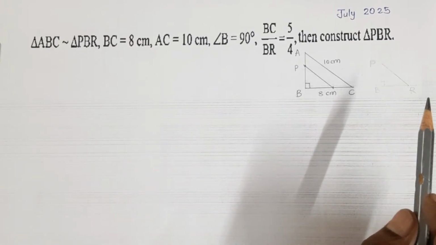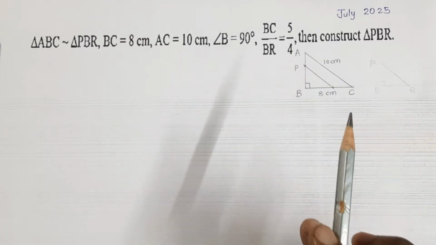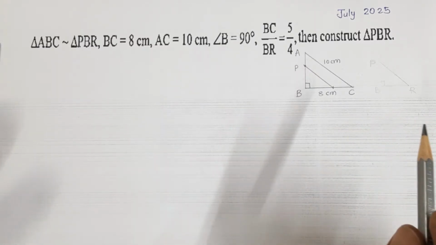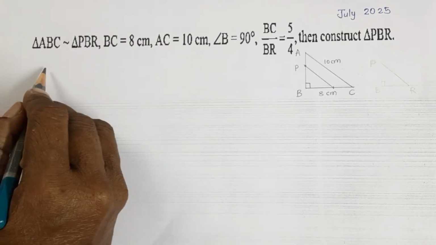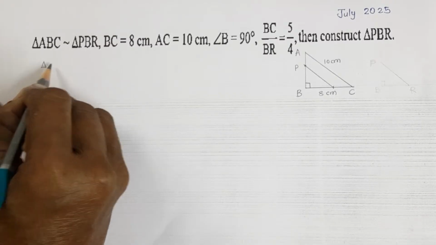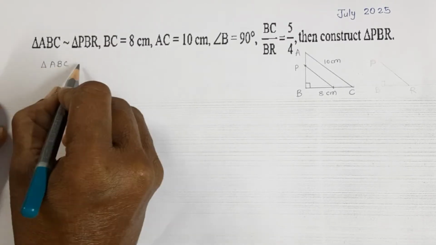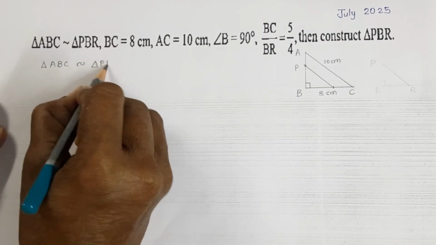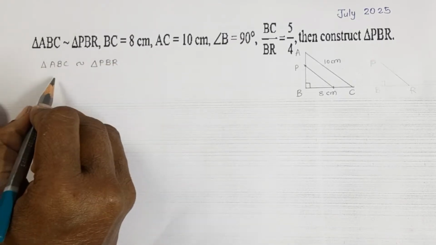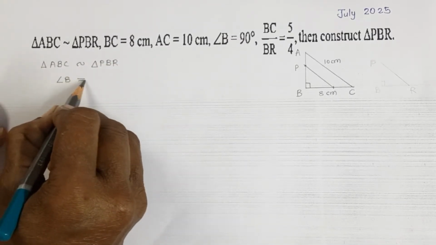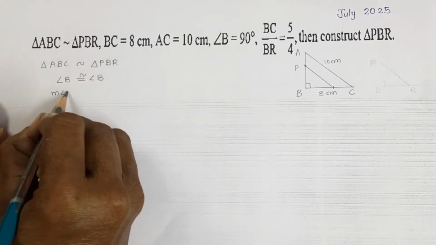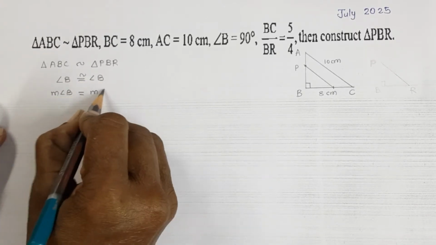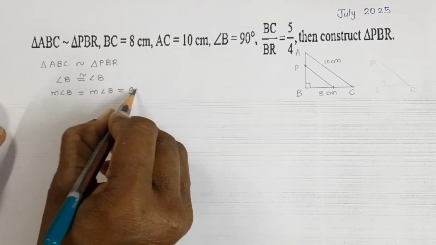Okay students, see how we can draw it, but before that we should do the calculation. Triangle ABC is similar to triangle PBR. So that means angle B is congruent to angle B, and the measure of angle B is equal to the measure of angle B, which is 90 degree.